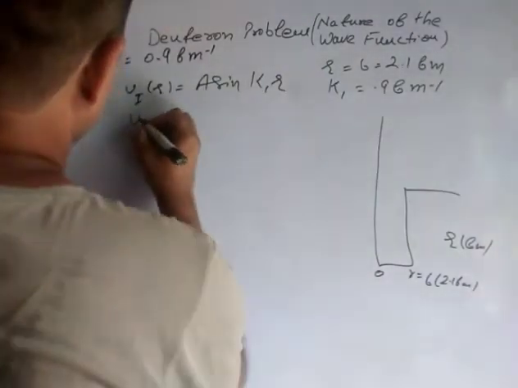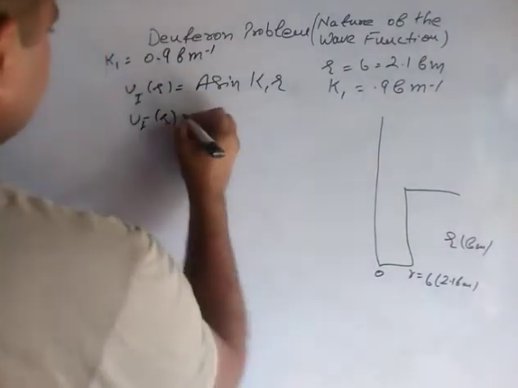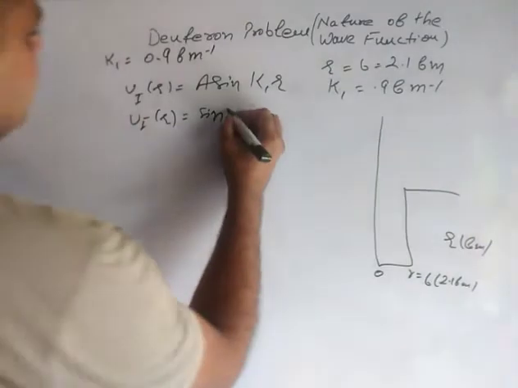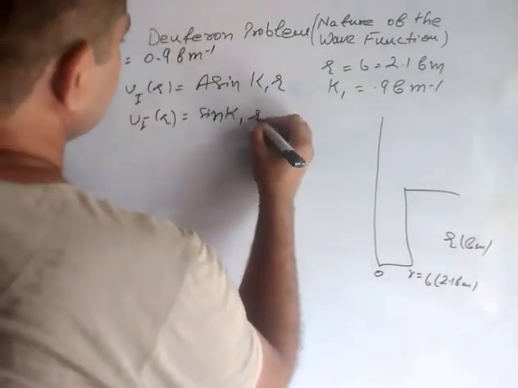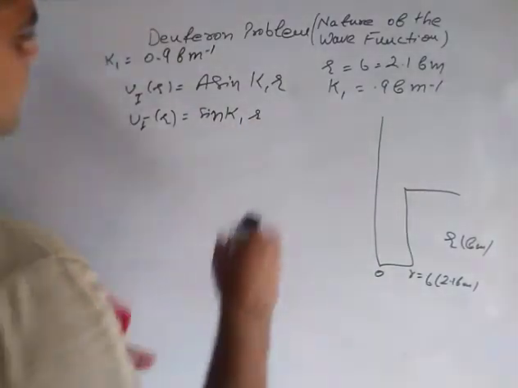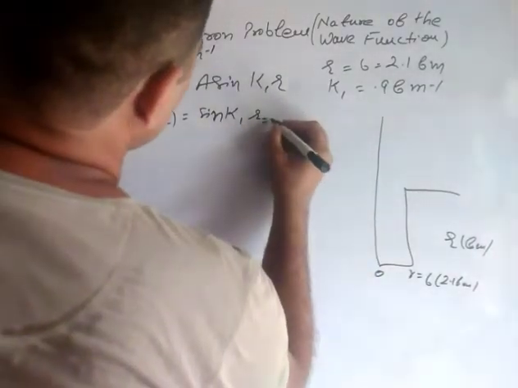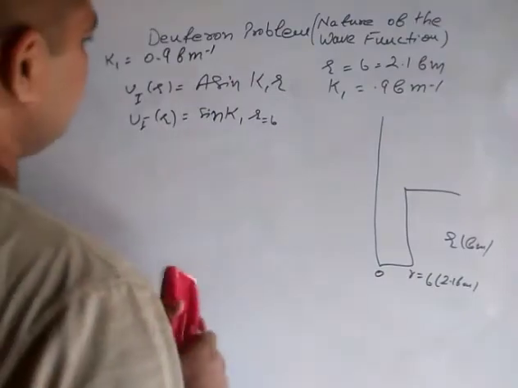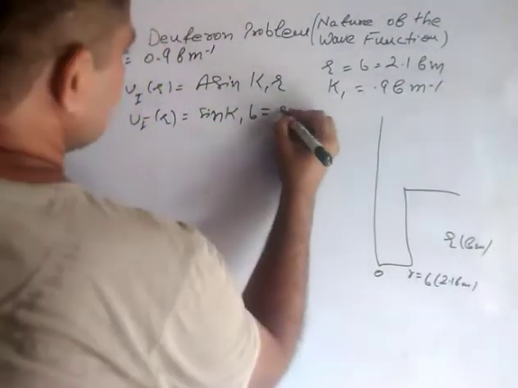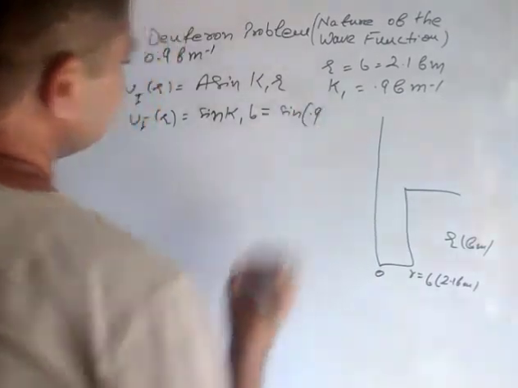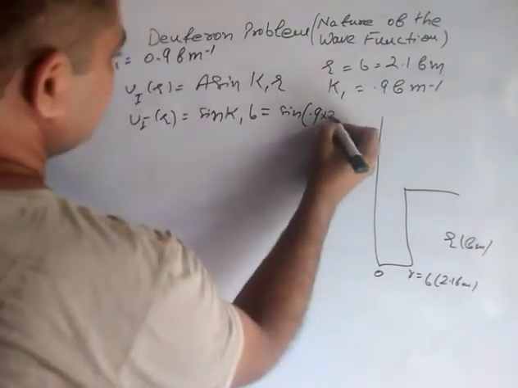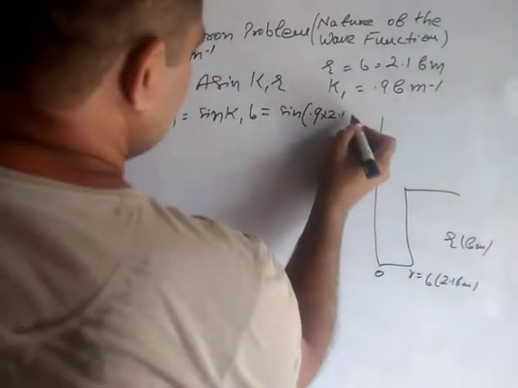This is u1(r), sine, because I have to calculate the value of this sine function, sine K1 r. At the edge of the potential this r will become b, so this can be written as K1 b. Now put the values. Sine of K1, which is 0.9, I have done the calculation, femtometer inverse, and b is 2.1. Okay.